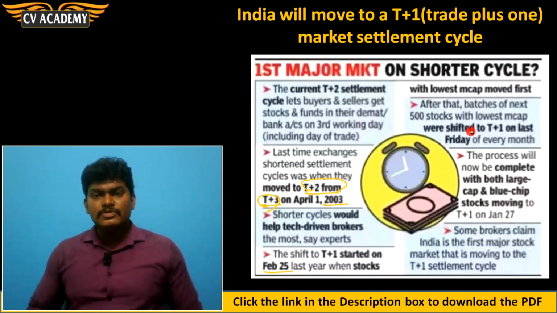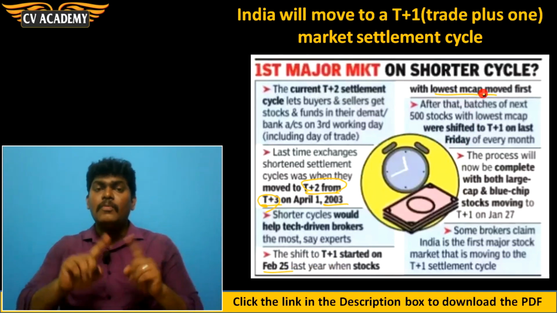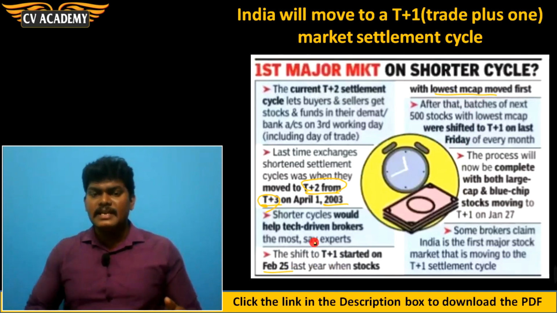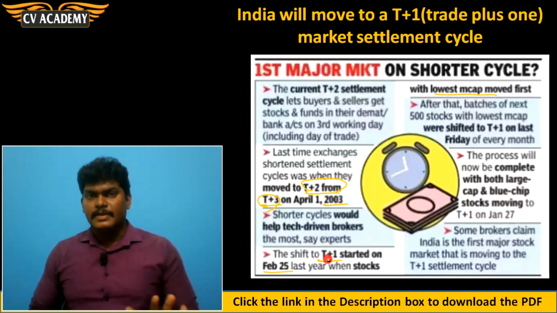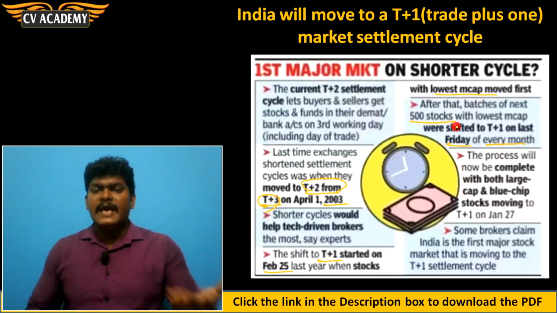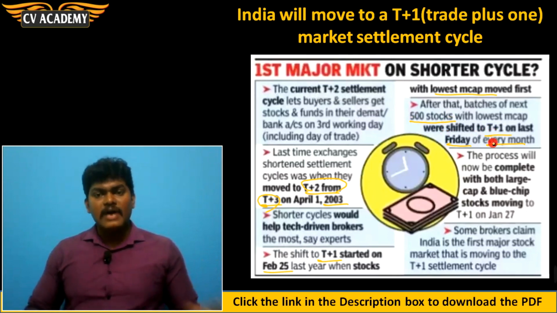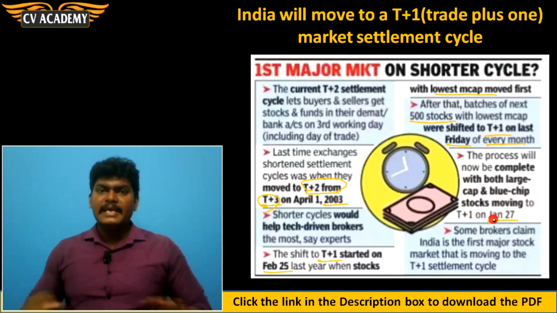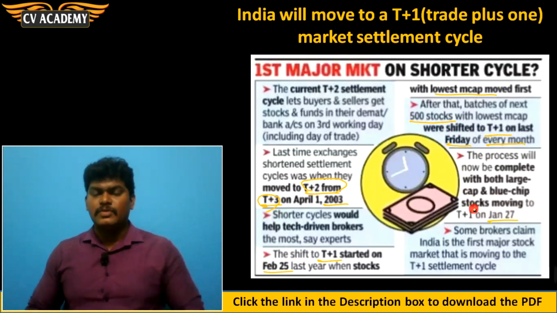So in the T+1 settlement, low market capitalization company stocks were settled based on T+1 market settlement first. After that, every month, on the last Friday, some 500 more stocks of small companies were also settled in T+1. After that, from January 27, big company stocks would also get settled in the T+1 market settlement category.